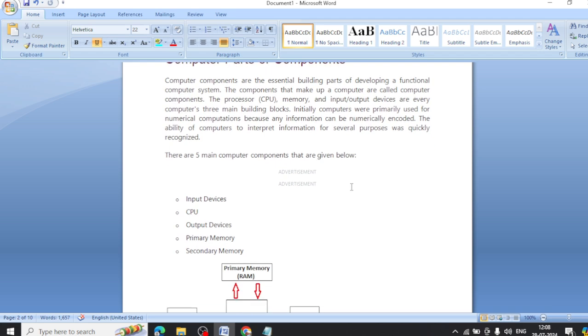There are five main computer components that are given below. Input device, CPU, output device, primary memory, and last one, secondary memory.